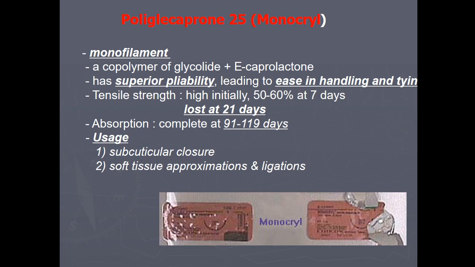Poliglecaprone. Again, it's a monofilament. It's a synthetic copolymer of glycolic acid and epsilon-caprolactone, with superior pliability leading to ease in handling and tying the knots. Tensile strength is 60% up to 7 days, and tensile strength is lost at 21 days. Complete absorption takes 120 days.